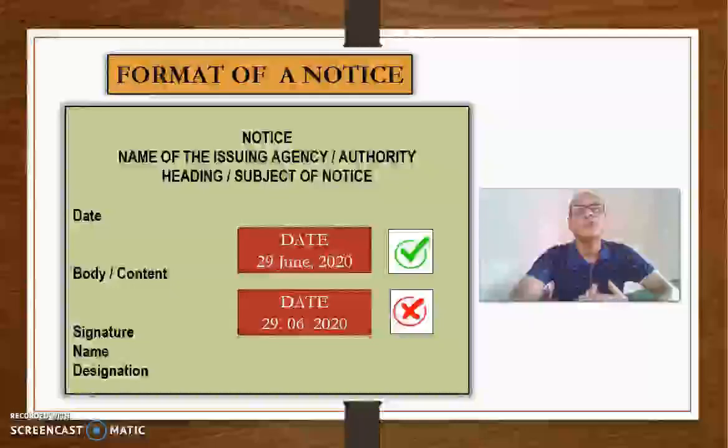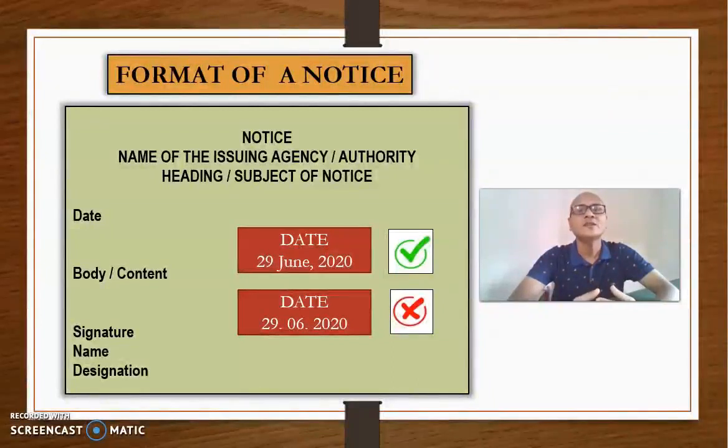Alright? Well, the most important element of any writing skill topic is its format. So, let us now learn about the format of a notice. Dear students, you must begin with writing the word notice. After that, you have to write the name of the issuing agency or authority. This is to be followed by the heading or subject of the notice in brief.